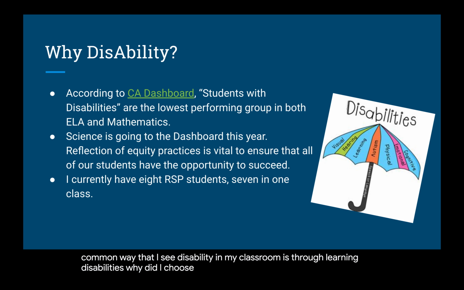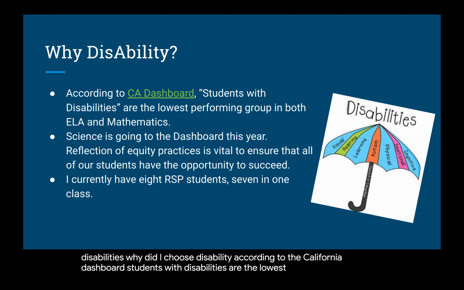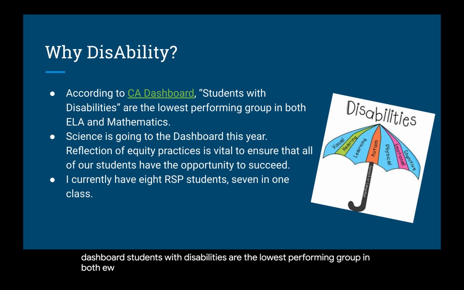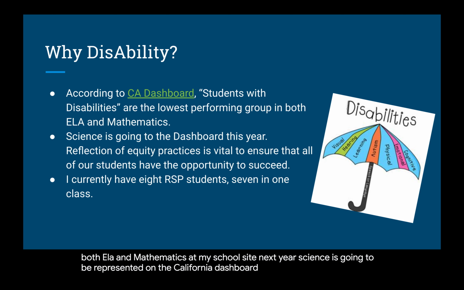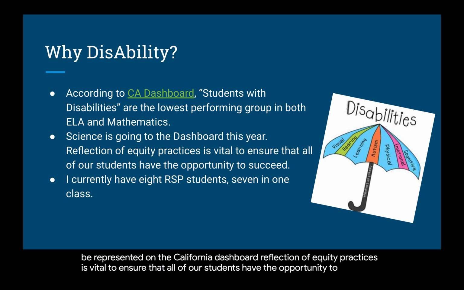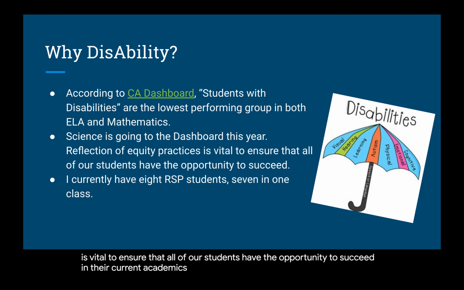Why did I choose disability? According to the California Dashboard, students with disabilities are the lowest performing group in both ELA and mathematics at my school site. Next year, science is going to be represented on the California Dashboard. Reflection of equity practices is vital to ensure that all of our students have the opportunity to succeed in their current academics and at any future education they hope to receive.